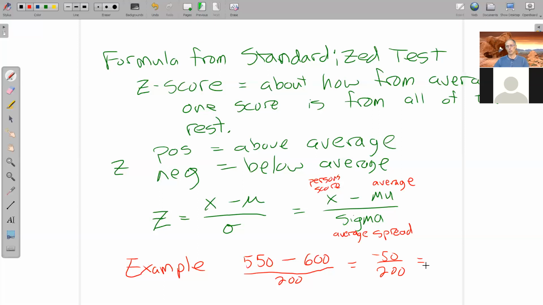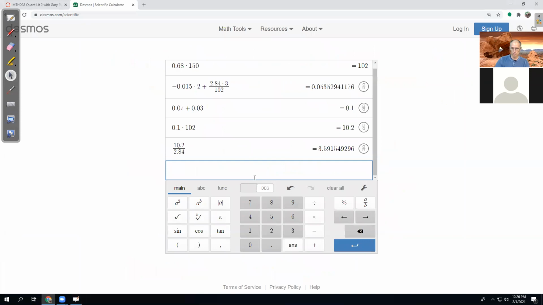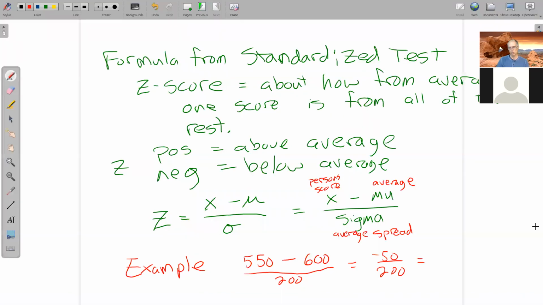I guess I need a calculator for that. I think that's negative 0.25. So, new calculator. I'm doing a fraction, and I'll just type it as I saw it: 550 minus 600 divided by 200. Yeah, negative 0.25. Sometimes it'll come out to a messier decimal than that. It just depends. So my z-score is negative 0.25. I'm 0.25 below average based on the spread.